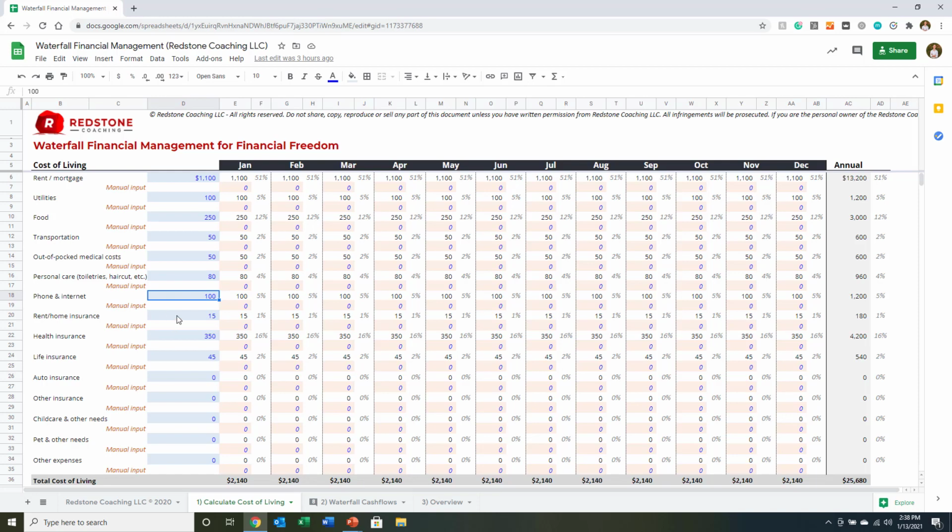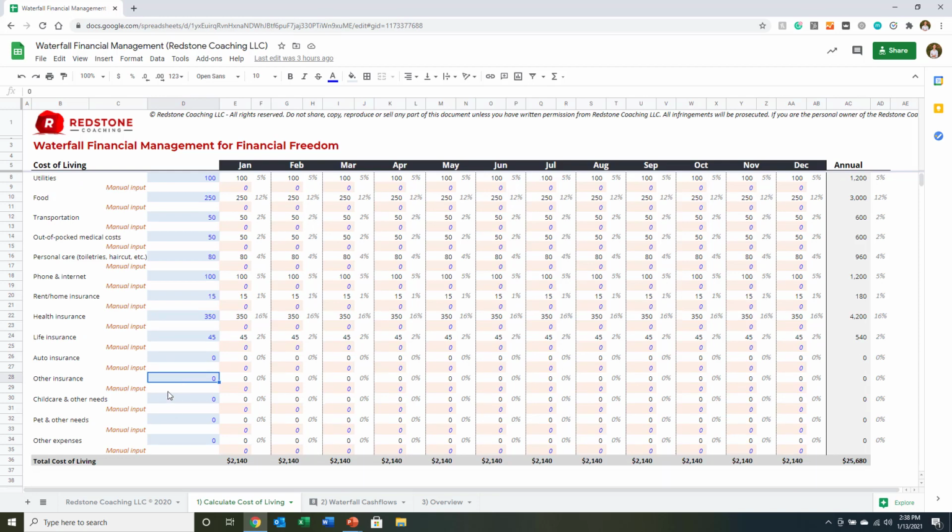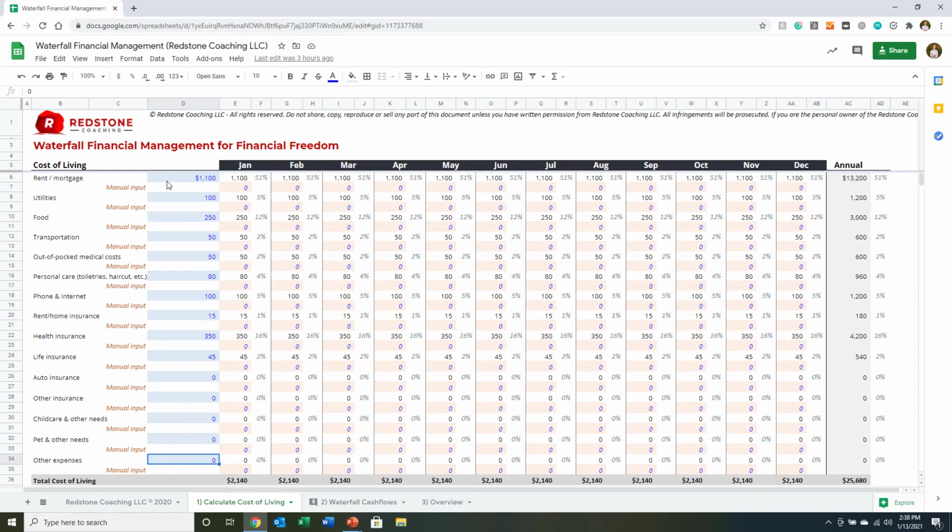And then your phone and internet, renter and home insurance, health insurance, life insurance, auto insurance, any other type of insurance. We have a lot of different types of insurance available. If you have children or other dependents, so childcare and other types of needs similar to that, pet and other needs, and then any other type of continuous living expenses that you have, you can kind of bucket into the final bucket here. Now, these blue inputs, these blue boxes will affect all the months of the year.